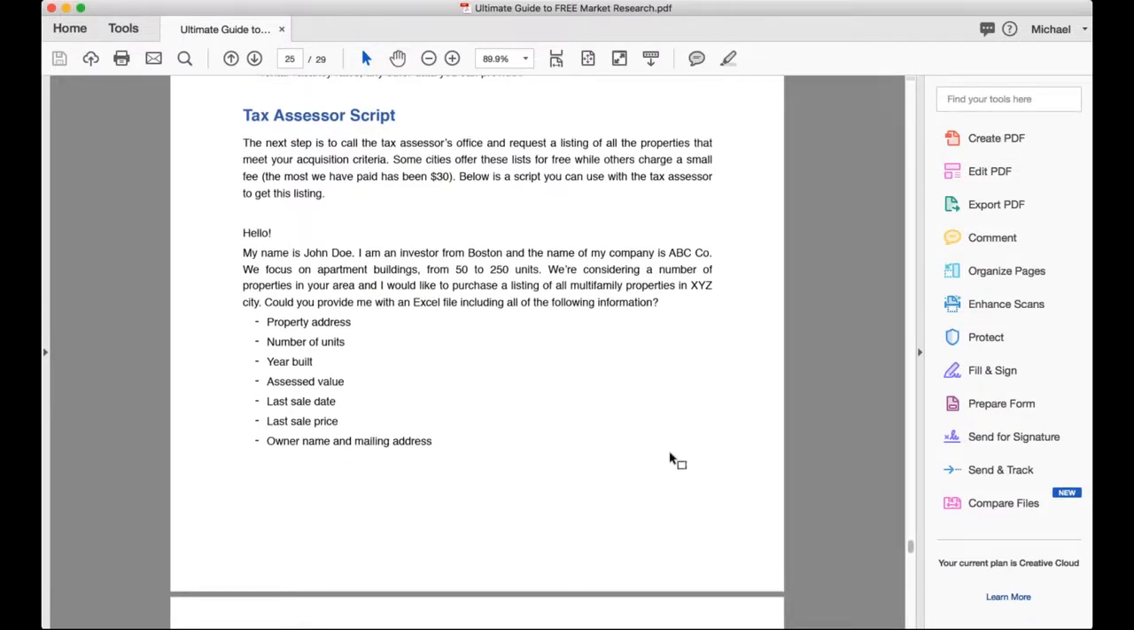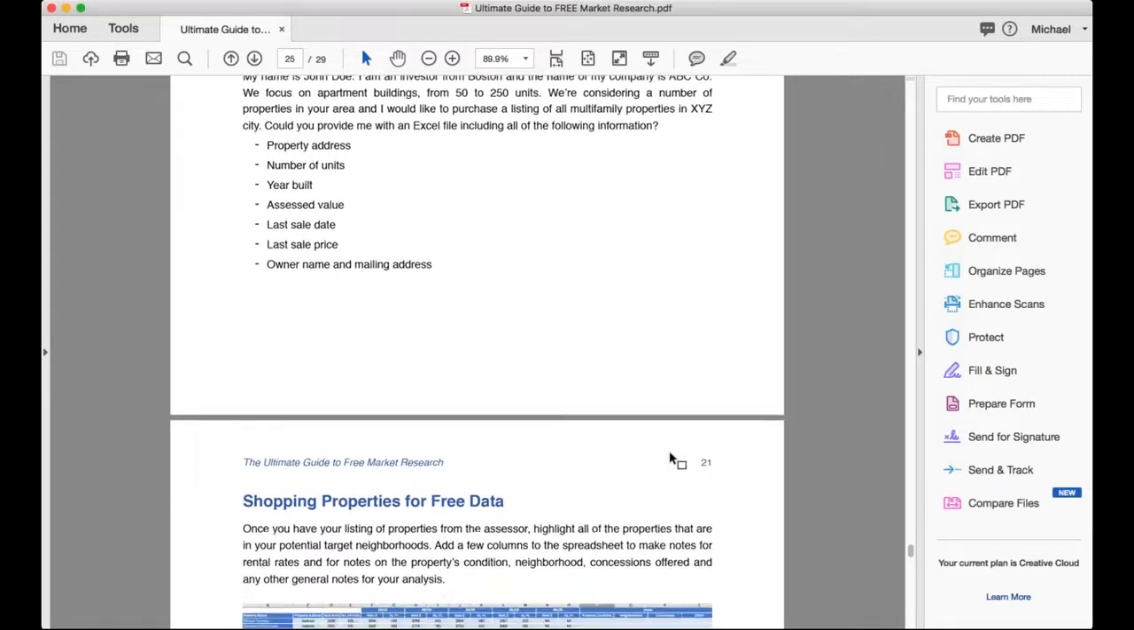I say, hey, how you doing? I'm an investor. I'm looking for these types of properties. Could you print me out the listing of all the properties, and here's all the information that I need. It's all public record. Most of it is just automated in their system, so it's just a matter of a clerk running a report and printing it out. Or ideally, I would get it in Excel, because then you can manipulate it and use different filters to filter out information or take notes and add columns and all those things. So I'll usually get it in Excel.